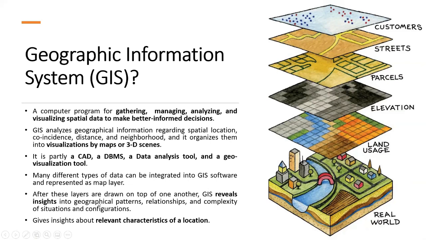GIS reveals insights into geographical patterns, relationships, and complexities of situations and configurations. It gives relevant characteristics of a location. Here we can see the bottommost layer is the real world, and in a GIS system, this real world is separated into different digital layers, and using these layers, we are able to do analysis and come to better informed decisions.